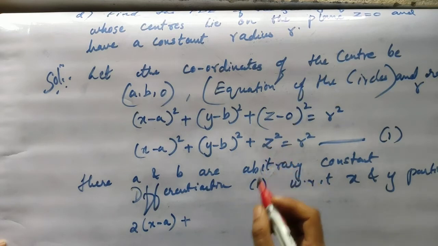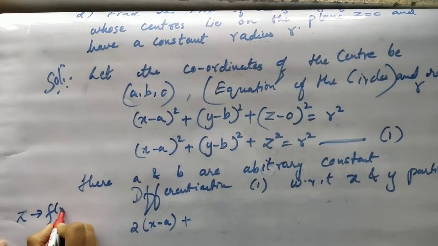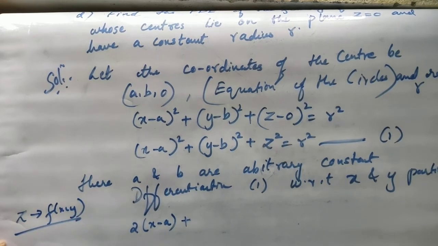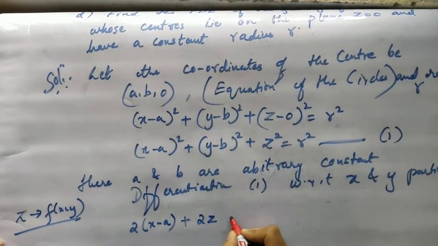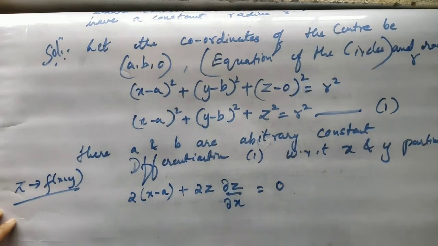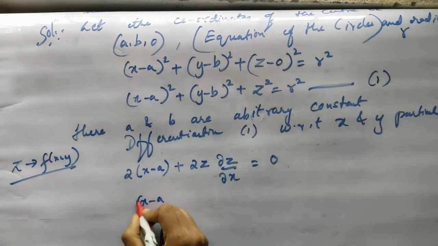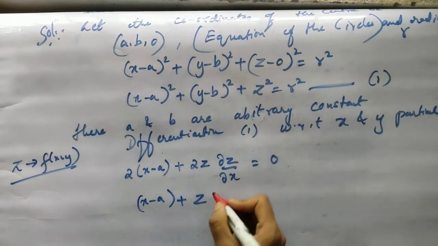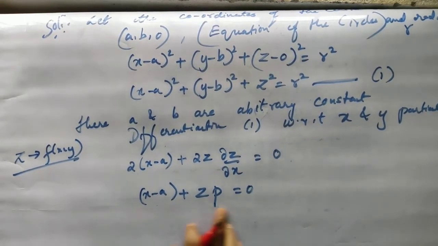Derivative of z with respect to x. So here we are treating z as a function of x and y. Okay, please remember, we are treating z as a function of x and y. So it will be 2 into z into dou z by dou x, is equal to the derivative of r with respect to x, and because r is constant, it will be 0. So if you further simplify this, it will be (x minus a) plus z into p is equal to 0. Right? So this is one equation.